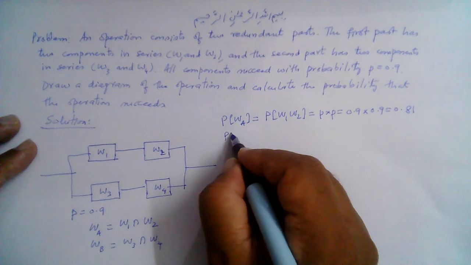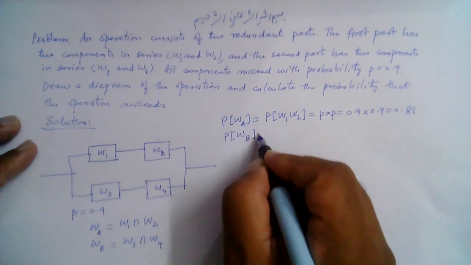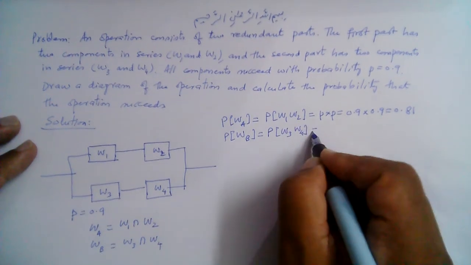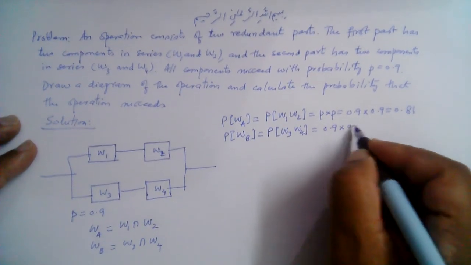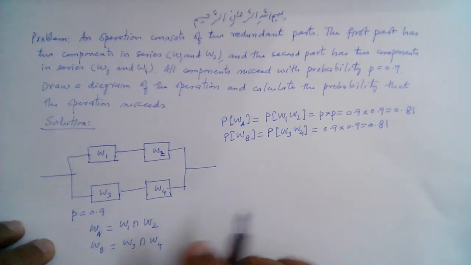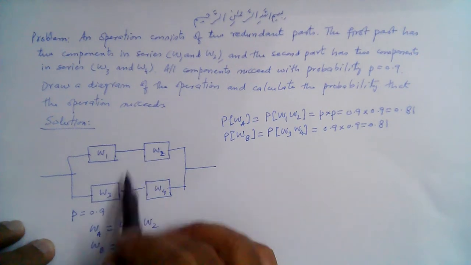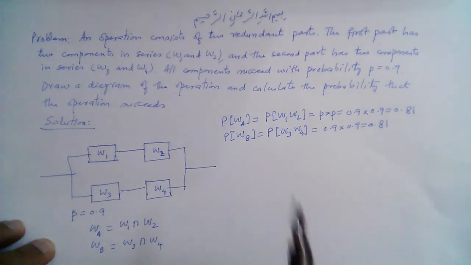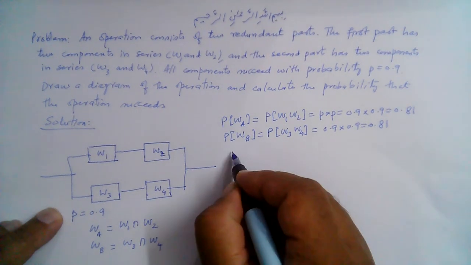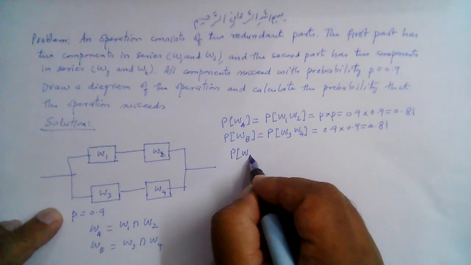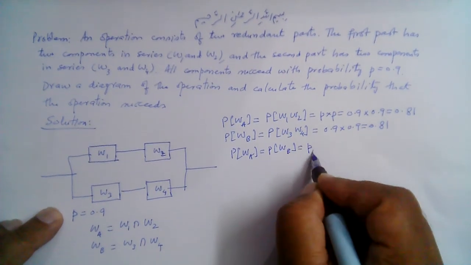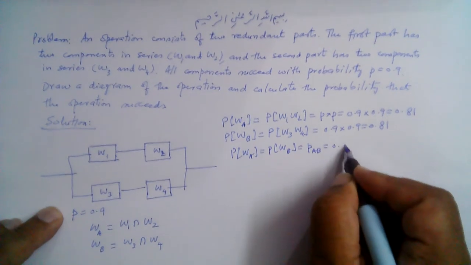Similarly, the probability of the second part is also the same: probability of W3 and W4, and that again is 0.9 multiplied by 0.9, equal to 0.81. So the probability of success of each of the two redundant parts is the same, that is 0.81. Let P(WA) equal P(WB) be PAB, and this is 0.81.